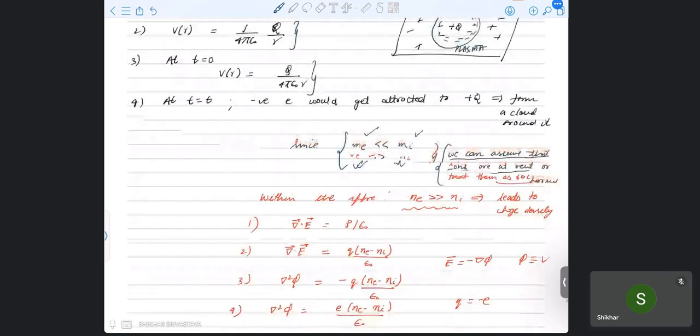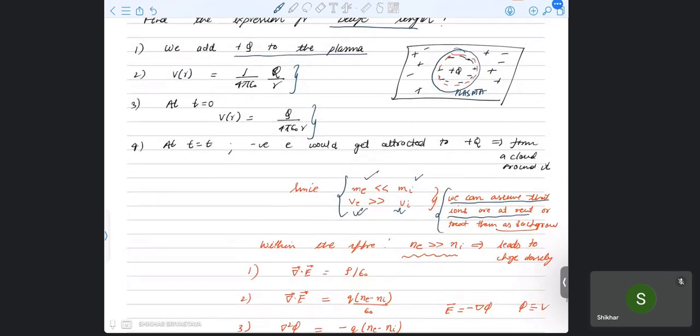Okay. So one other property of plasma, which I forgot, is that the total number of negative charge is always equal to the total number of positive charge. So overall, plasma is neutral. Overall, plasma is neutral, as the total positive charge is equal to the total negative charge.